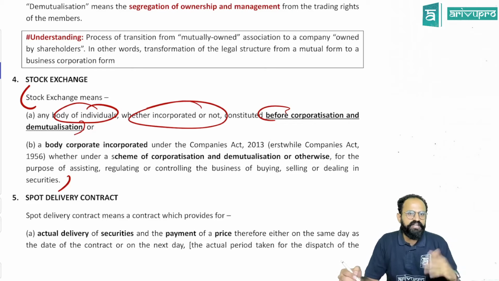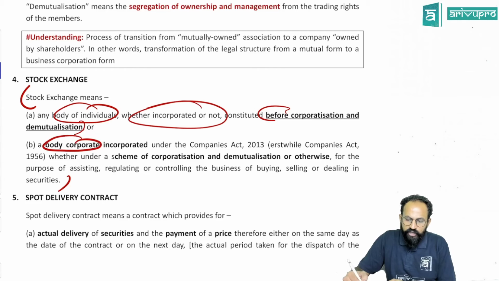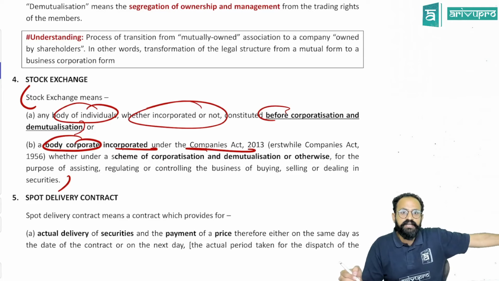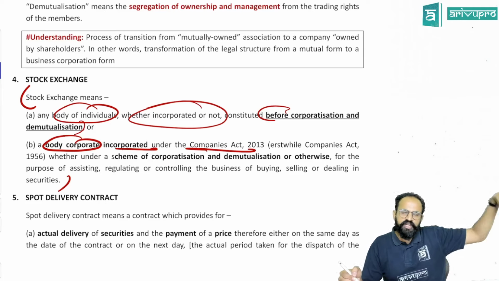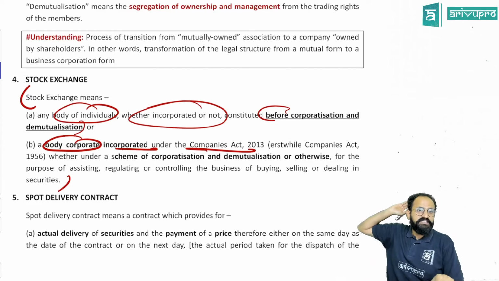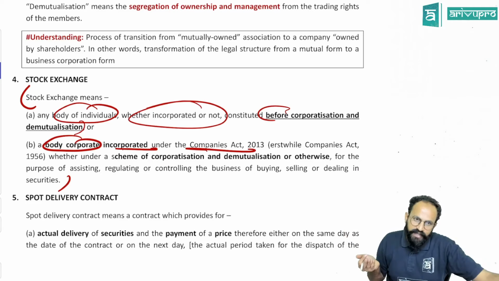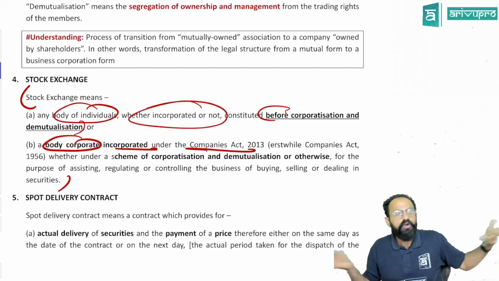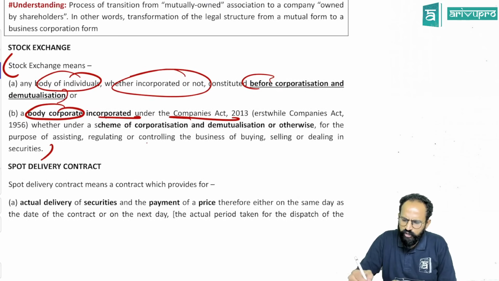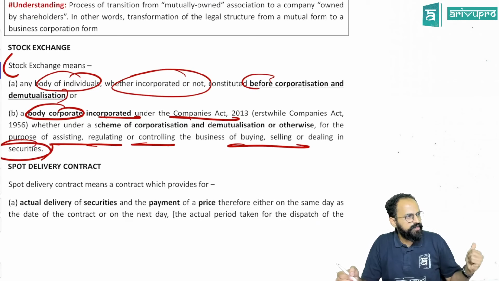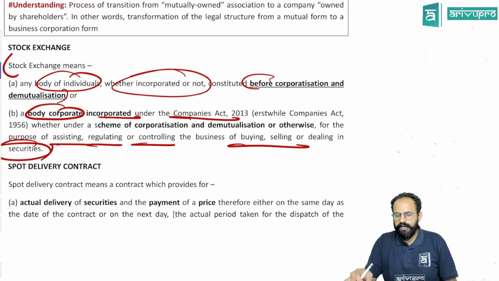After corporatization and demutualization came, a body corporate incorporated under the Companies Act. Meaning now the company form of business is mandatory, not optional. Getting the point? So NSE was directly formed as a company. But BSE was first an association, then became a company. So whether previously you were an association, you are also a stock exchange. After these concepts were introduced, any company is also a stock exchange. Understood, all of you? Why? At the end of the day, it is the same. What is that? Controlling, regulating, assisting. What? Buying, selling, dealing in securities. Understood? 100 percent, all of you.